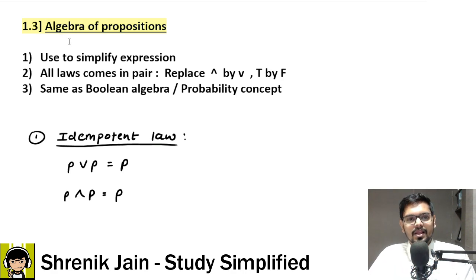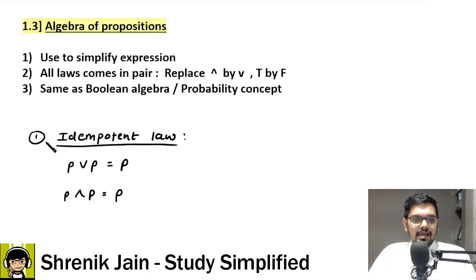Okay, so 1.3, algebra of propositions, which helps us to simplify the expressions without making the truth table, and these laws come in pairs. Now you may have questions, sir, what does this mean? It simply means the law remains same if you replace AND with OR, or if you replace T by F, the law is not changed. We'll get more clarity while explaining the laws, don't worry about that. Now point number 3 is, these laws are not unique, you have already studied them. Where? In Boolean algebra, in probability concepts, even in matrices. Let us see every law one by one.